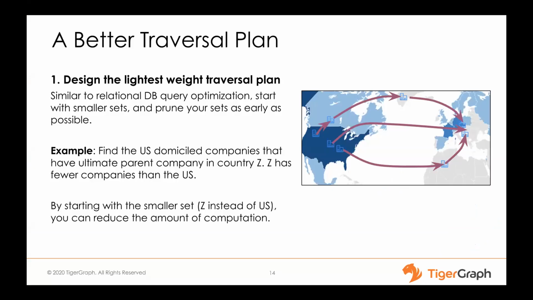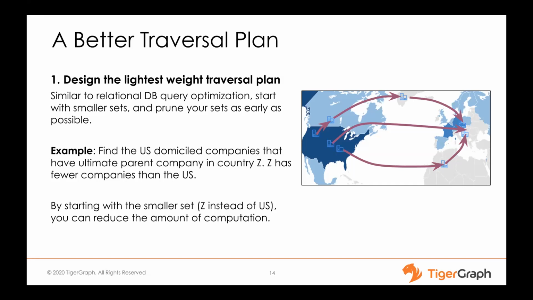Now assume we already have an enterprise graph. This is like Crunchbase, right? In Crunchbase, we know which country a company is domiciled in. And also we know that one company is the parent company of another company. So it's very similar to relational database query optimization. It always starts from a smaller set, right?